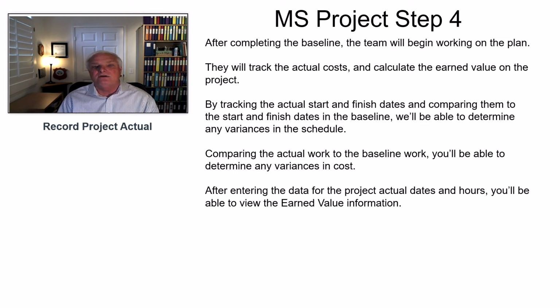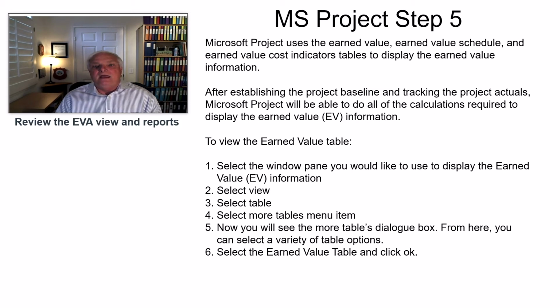Then Microsoft Project Step 4 is where you record the actual project costs and calculate earned value on the project. This is where you start to calculate what we refer to as the AC, the actual costs, and you're determining the earned value on the project. Step 5 is where we take Project and use the earned value and earned value schedule and cost indicators and tables to display that information.